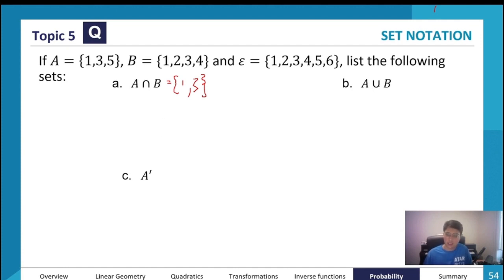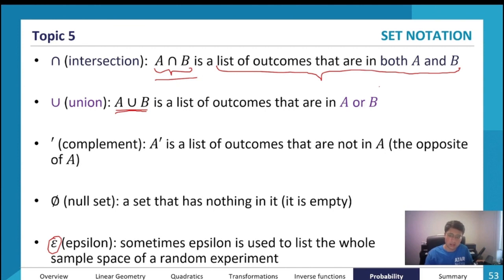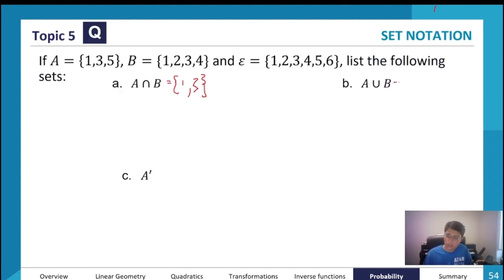Moving on to B here, we now have A union B. So remember, that's where we're looking for all the outcomes that are in either one set or in both. So in this case, usually these tend to be a bit longer sets. So we can see 1, 3, and 5 are in A, and then 1, 2, 3, 4 are in B. So we can just write all those numbers down. So 1, 2, 3, 4, and then 5. Every single number that I've written down here is either in B, or in A, or in both of them.